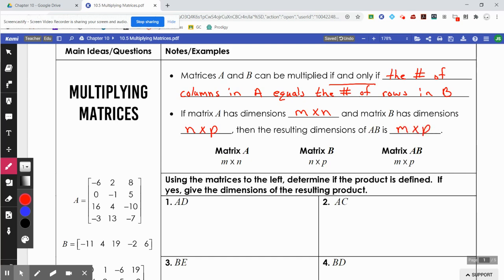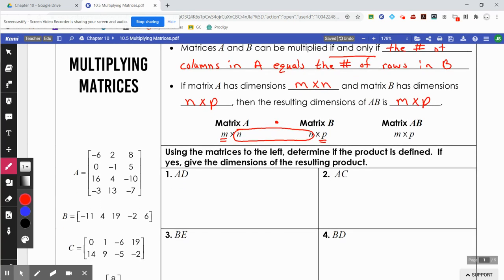So here's how you remember it. Here's my two matrices. If I'm multiplying matrix A times matrix B, here's how to tell: can you multiply them? These two middle numbers have to be the same. Once you multiply them, what you're left with, this and this, is the dimensions of what your answer will be.